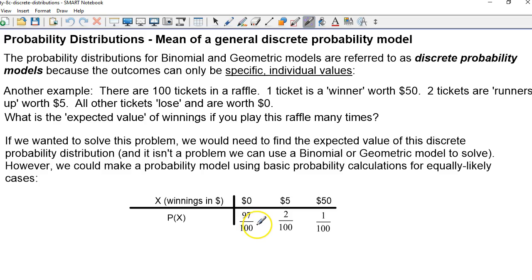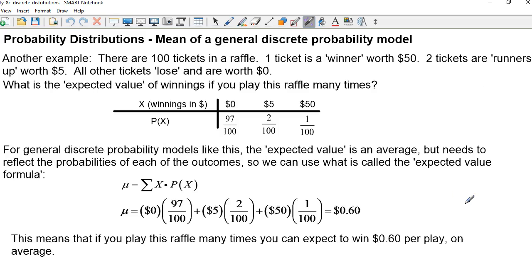97 out of 100 times we win nothing. 2 out of 100 times we win $5, and 1 out of 100 times we win $50, because that's the distribution of the tickets. So we have a complete probability model, and that means that we can find something called the expected value.